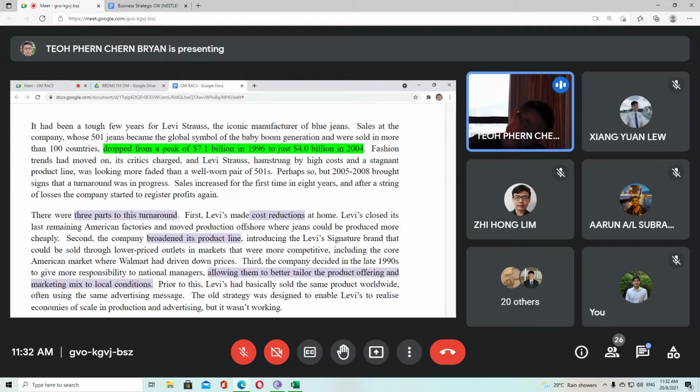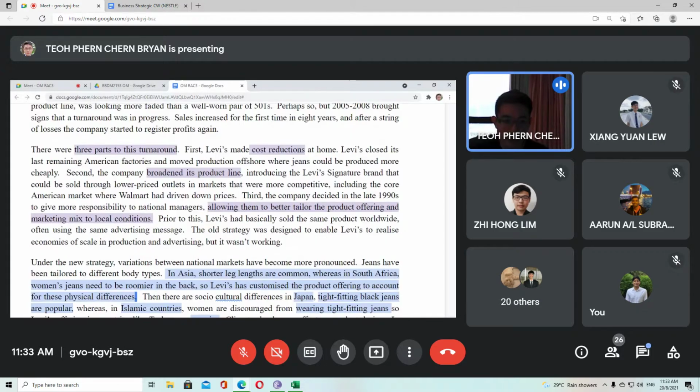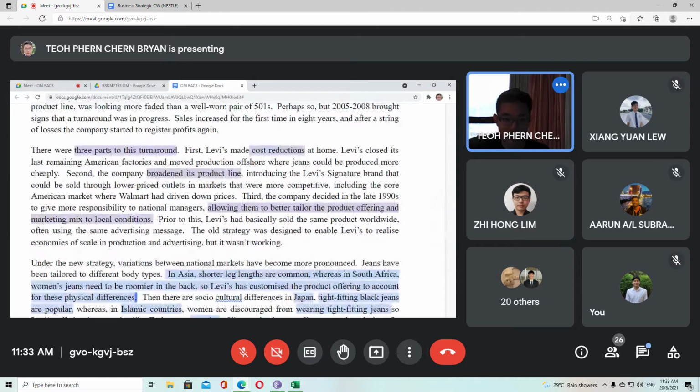Now, this is a very old case, right? You see the one highlighted in green color. In 2004, their revenue dropped very, very badly, almost 40%. It dropped a lot. So in 2005 to 2008, this company did a few things to turn around the company. So this is what they did. You already highlighted all the points for me, very easy.